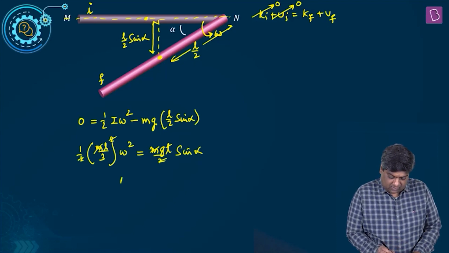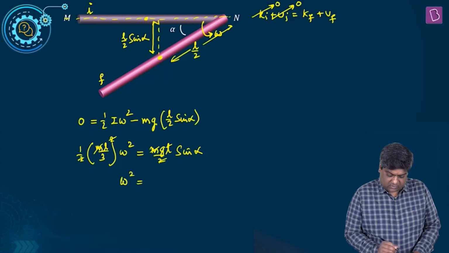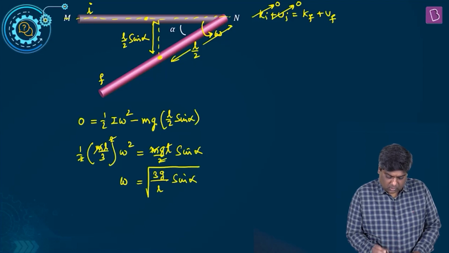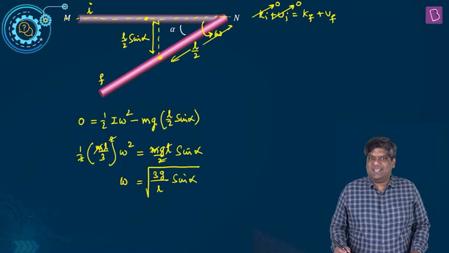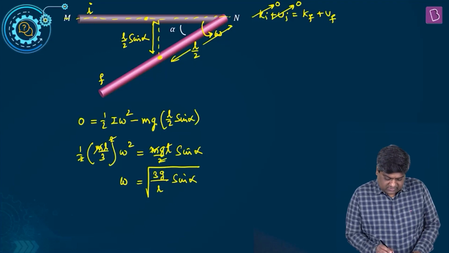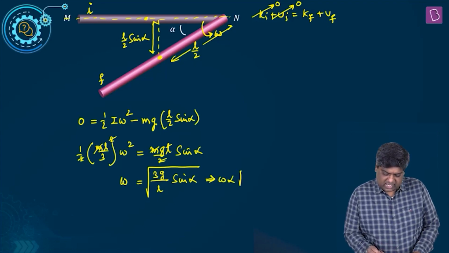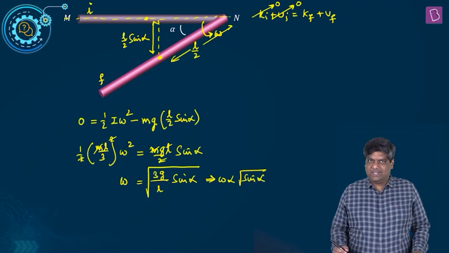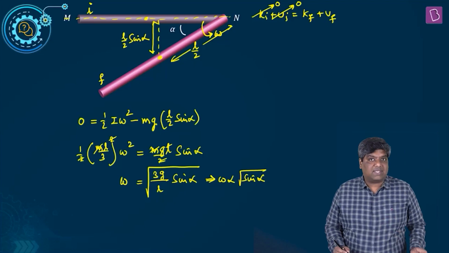So from this I'll have omega squared is equal to 3G by L sine alpha, or omega is square root of 3G by L sine alpha. So it is very clear from this that omega is directly proportional to sine alpha under root. What does the problem ask for?